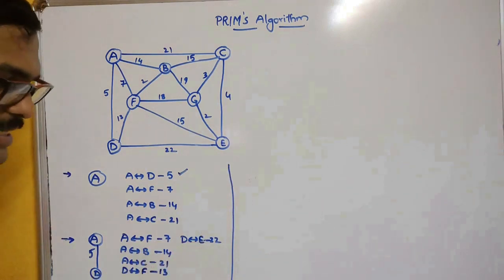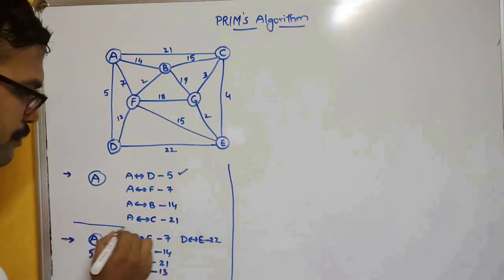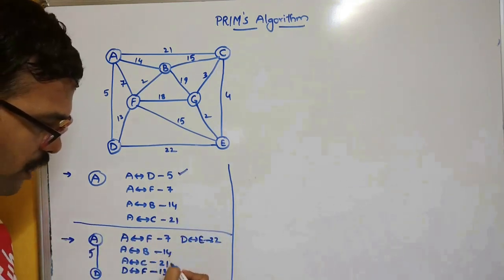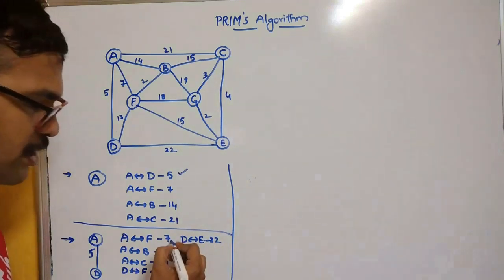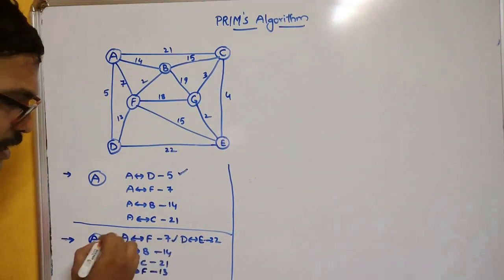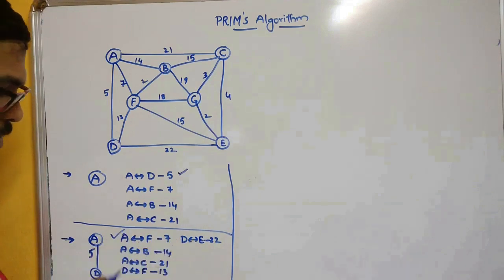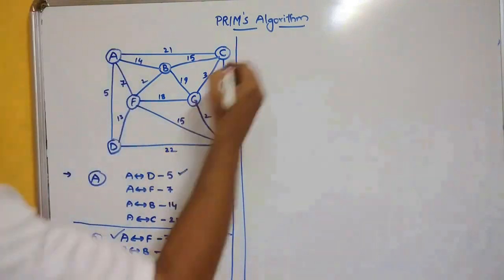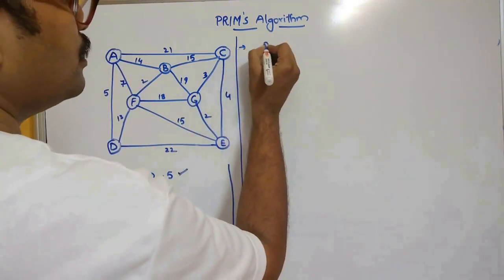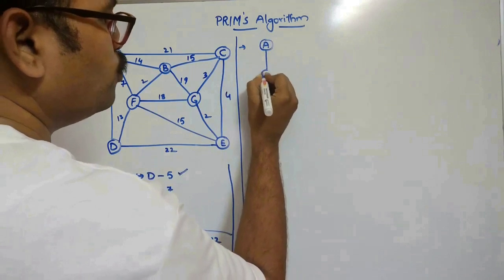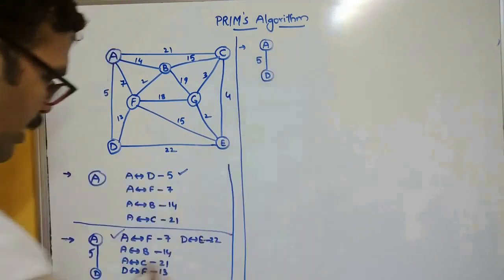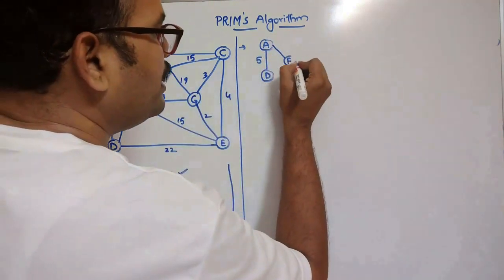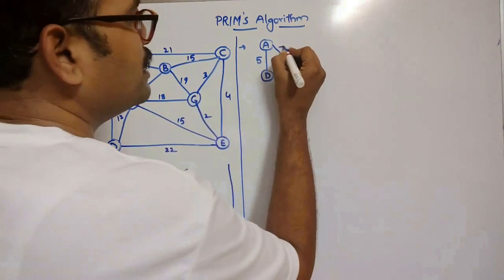So among all these edges, this is the first step. Among all these edges, what is the minimum cost? So 7, 14, 21, 13, 22. This is the minimum cost, so consider this one. Now the tree becomes A to D with a cost of 5, and the next is A to F with a cost of 7.